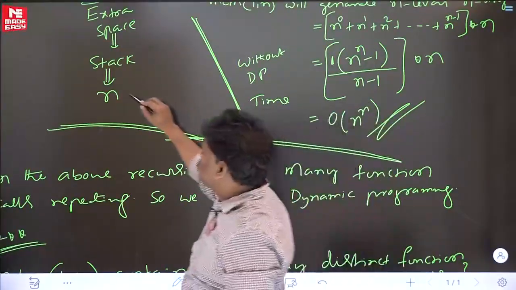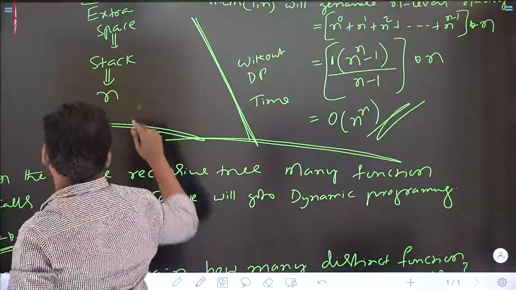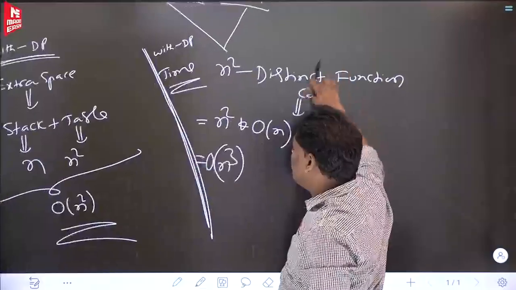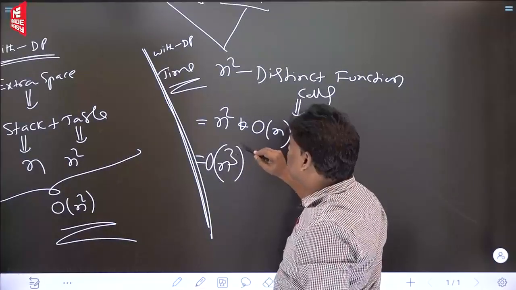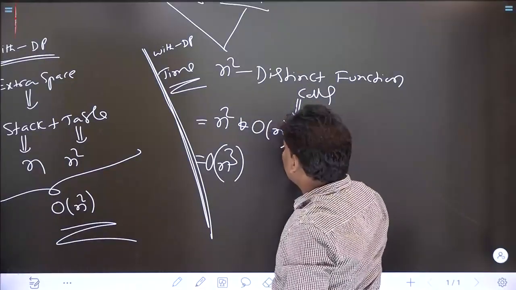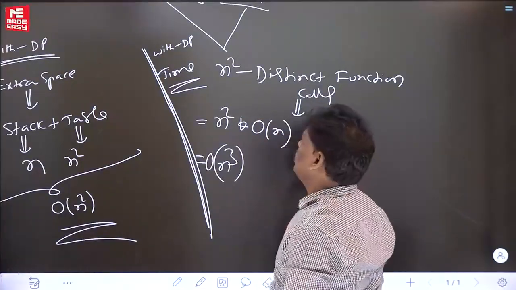Extra space, what is that one? N, only stack. With dynamic programming, we are calculating only distinct calls, so time becomes n cube. Actually, some people think that time is n square. No, the distinct function calls are n square, and one function costs n, so total time complexity is n cube.